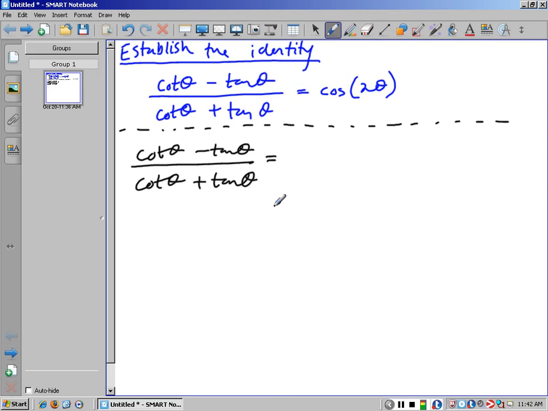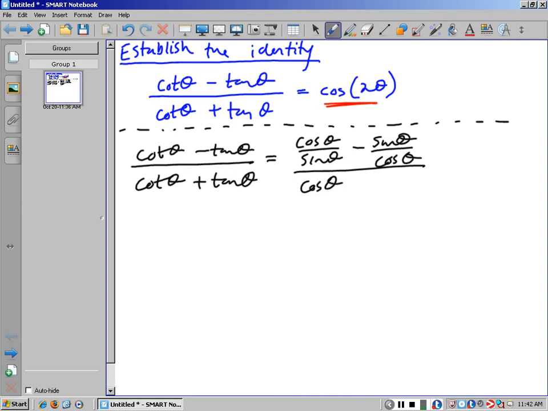That's right. Change all your cotangents and tangents to sine and cosine, because you can at least see that you want a cosine at some point. Okay, so that's at least a bit of a hint. So we know that the cotangent is cosine theta divided by sine theta. We know that the tangent is sine theta divided by cosine theta. And the bottom looks exactly the same, only there's a plus: cosine theta over sine theta plus sine theta over cosine theta.